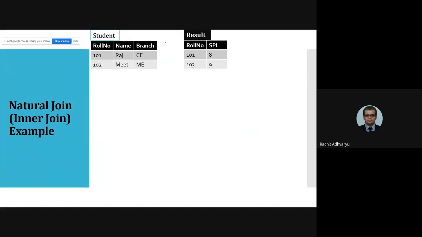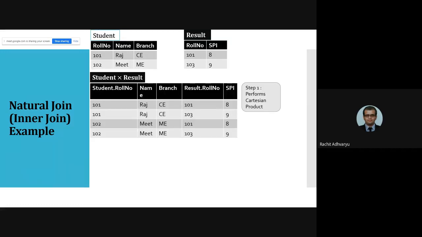So we have two tables and there is a common column called roll number in both the tables. So we can go for join. That is for sure, so the first rule is satisfied. The second rule is step number 1: we need to perform the Cartesian product. So we merged both the tables with one-to-one row mapping. So this is what we got, right?